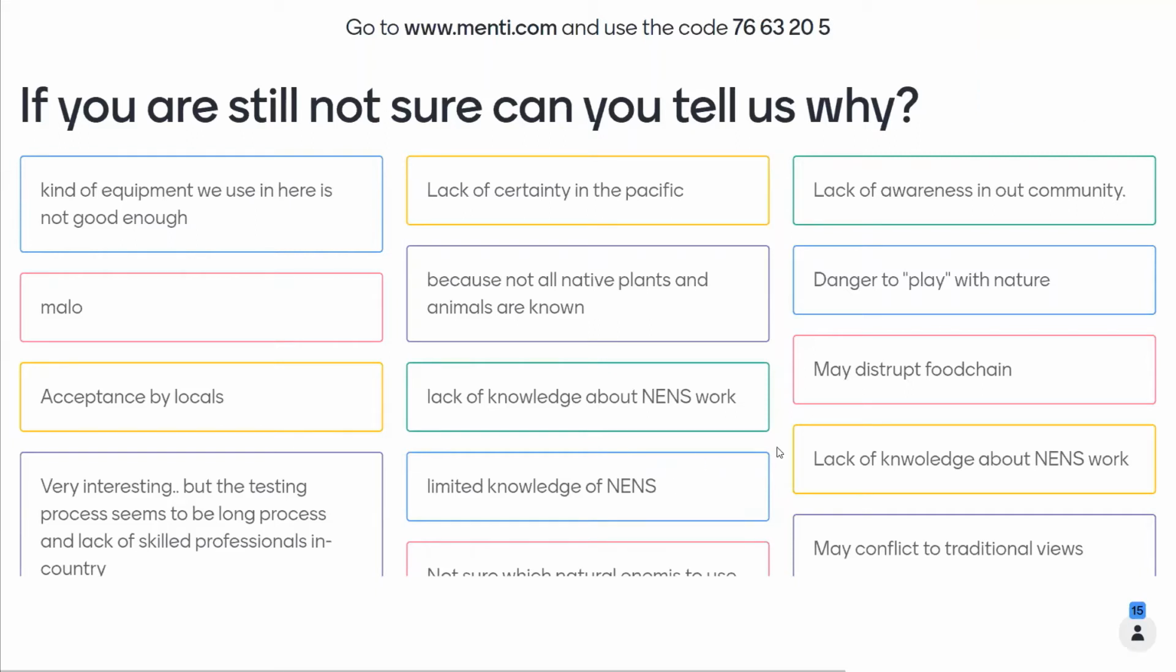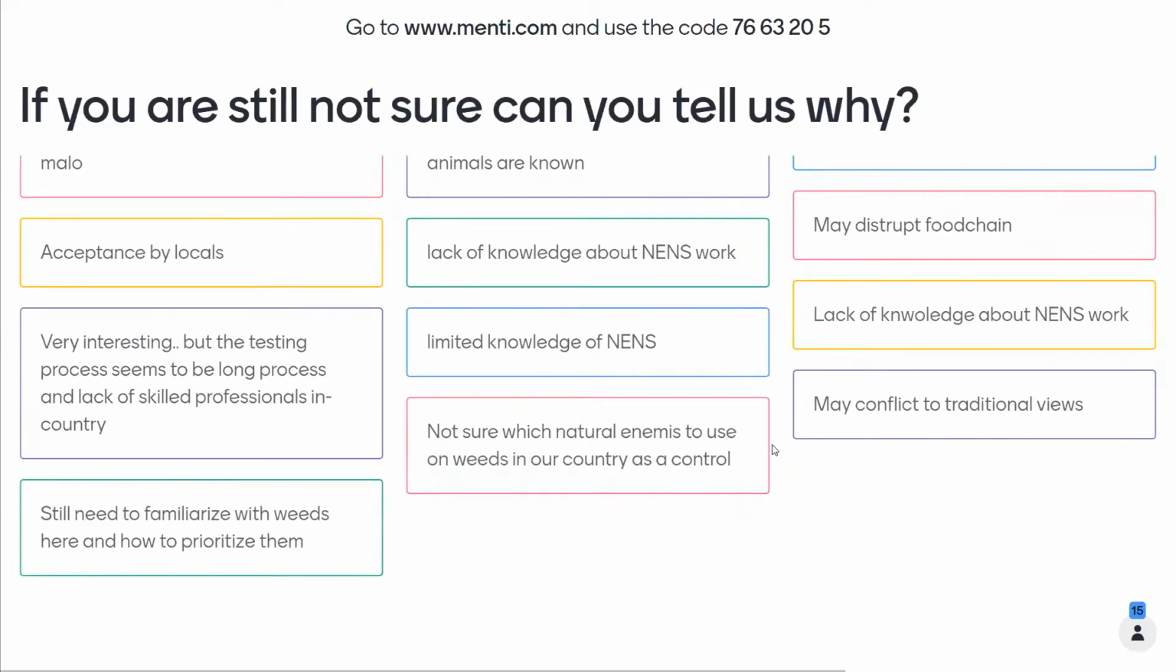And then I'm just scrolling down a bit. May conflict with traditional views. Well, that is definitely part of the conversation to be had very early on with communities. And I think it's always really important to talk about, well, why do we need to do something about these weeds? What's going to happen if we don't do something about these weeds? What's at risk and what are you going to lose?